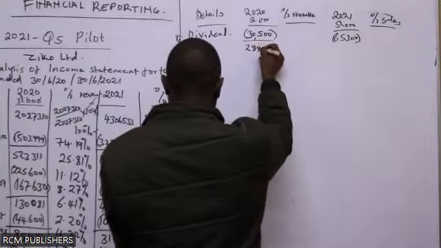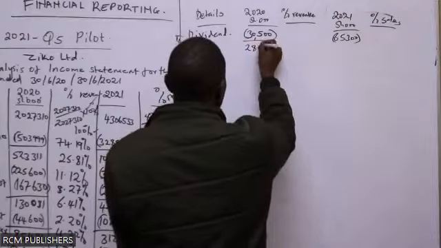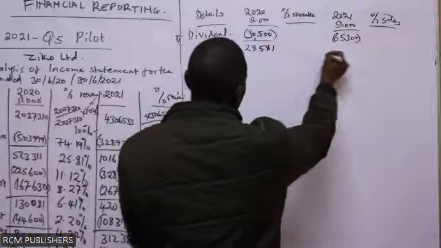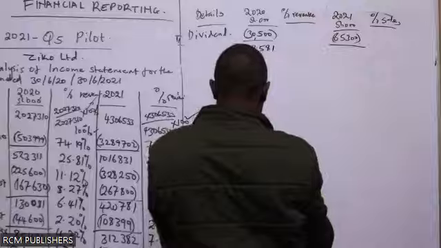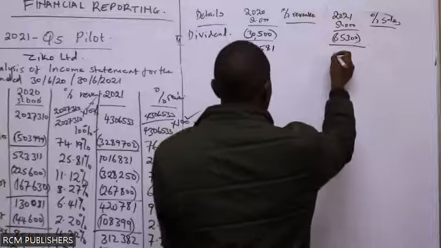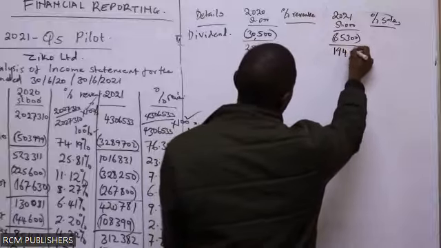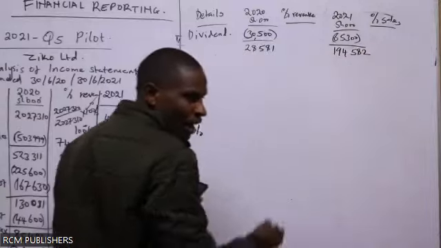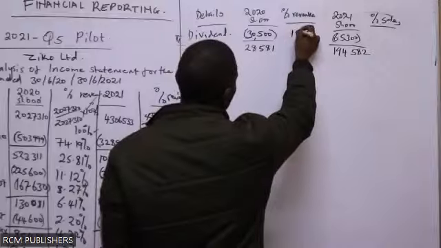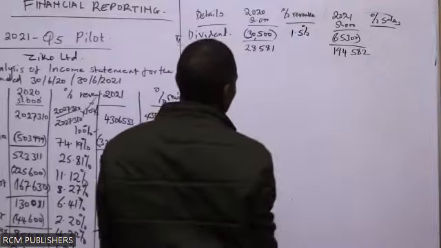28, 581. Give me 1 minute. 194, 582. Dividend ni ngapi? 1.5. Thank you. 1.5%. What about for the 2021?